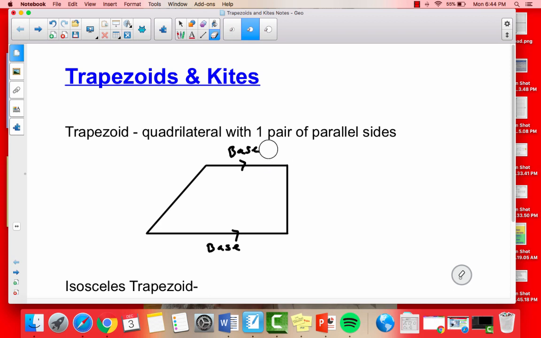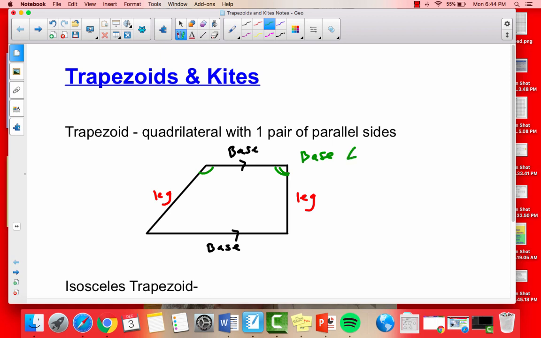And then the other sides, the non-parallel sides, are called the legs. So here's a leg and there's a leg. And then the angles that are between the base and the leg, so for example here and here, those are called the base angles. So if I ever refer to the base angles, I'm looking at the two that are created by a base and a leg side.